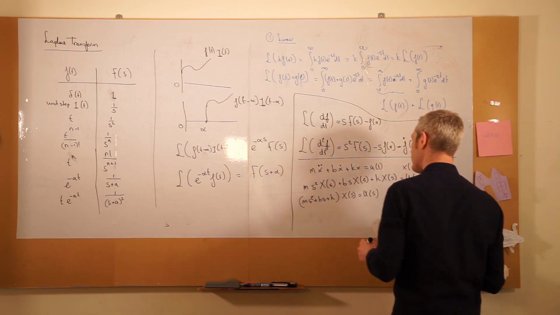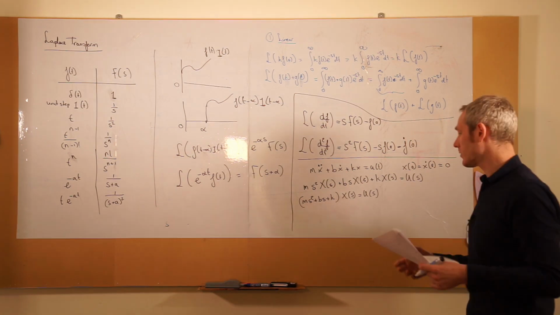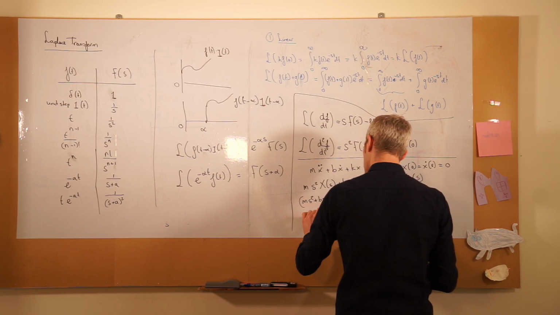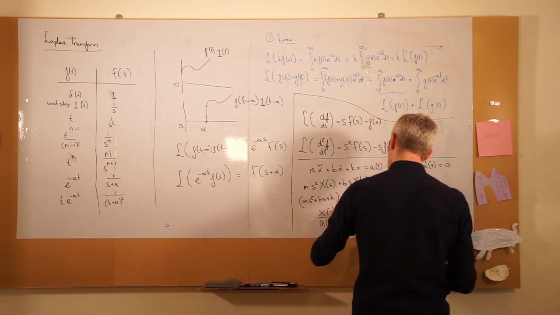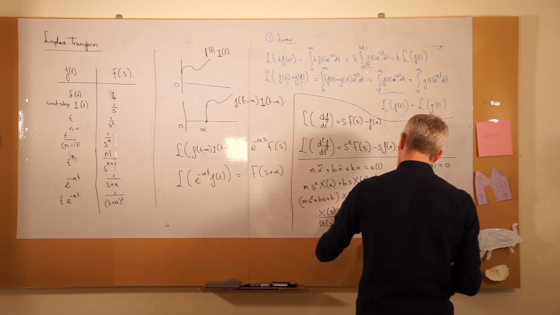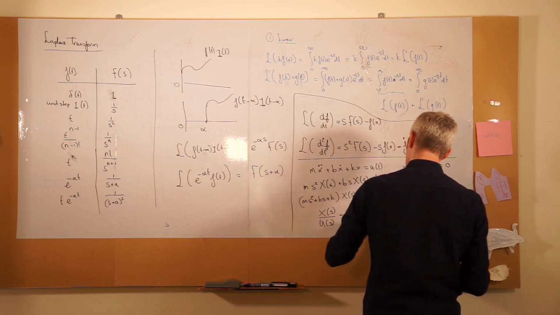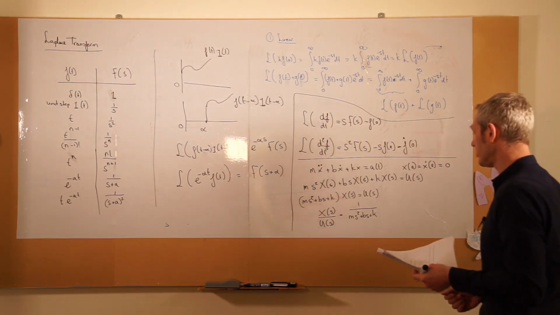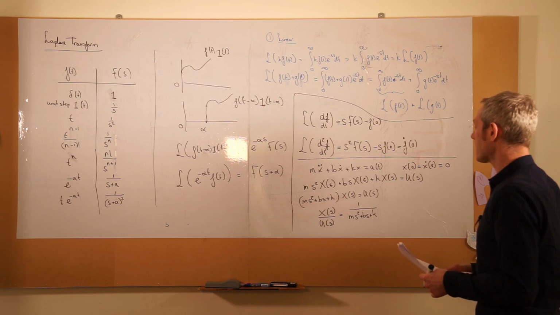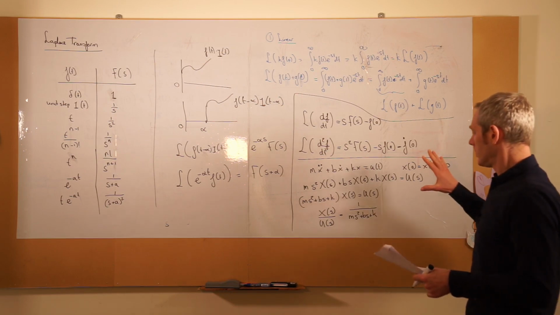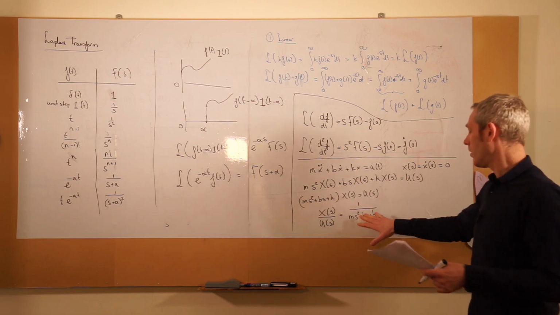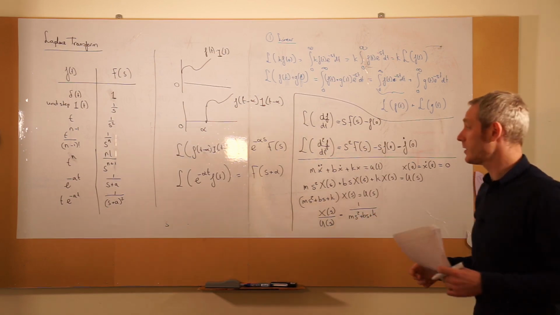equal to U(s). If we now want to find the transfer function, it is the fraction of the Laplace transform of the output over that of the input, and we get our transfer function like this. And if we now wanted to look at the stability properties, we could. So this is how we find the Laplace transform of our system.